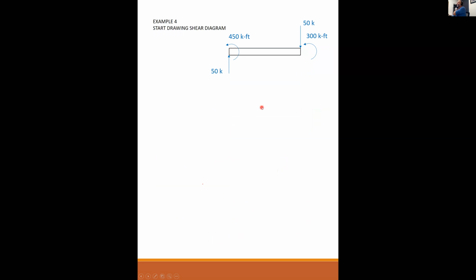Okay, so now we can start drawing our shear diagram. Start at the left-hand side. What is the very first thing that happens to the shear diagram? We go up 50, just like that. Now, what do we do about this 450 on the shear diagram?